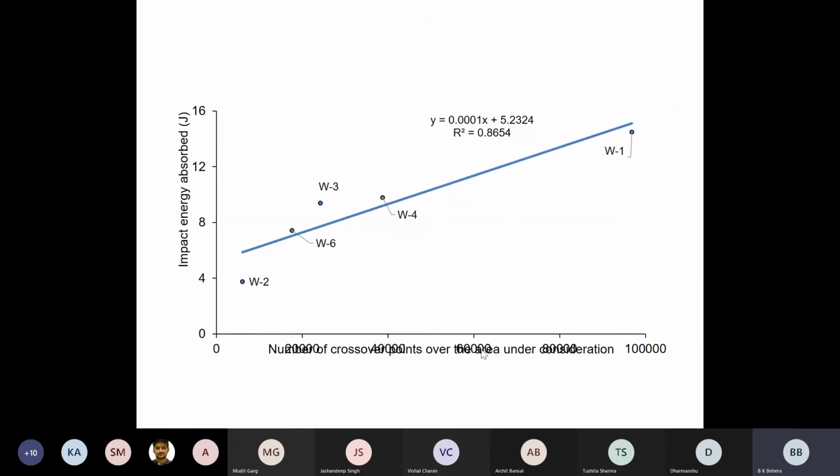So look at this curve carefully. The x-axis is the number of crossover points per unit area of the fabric. There is a little overlapping, so you can write down number of crossover points per unit area in the fabric. The y-axis is impact energy absorption, which is nothing but impact strength. Higher impact strength means the structure can absorb more impact energy. That's what the meaning is.